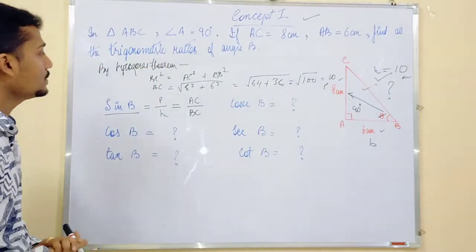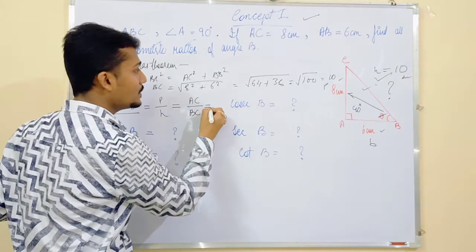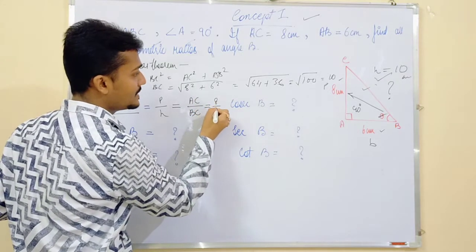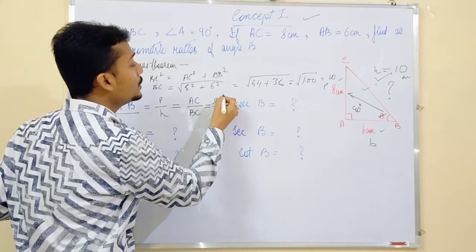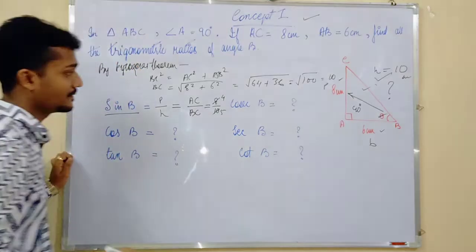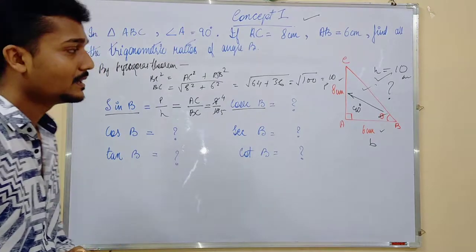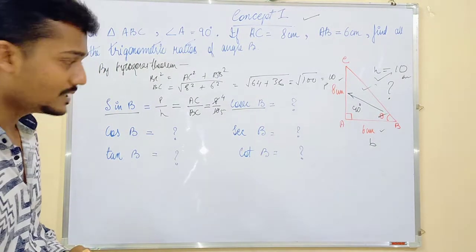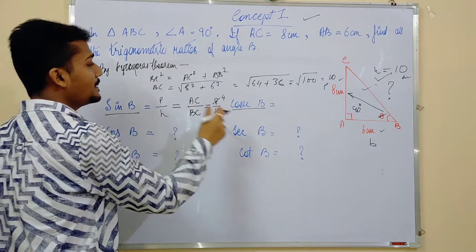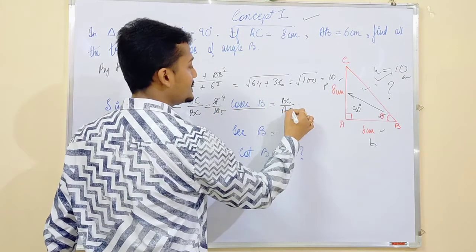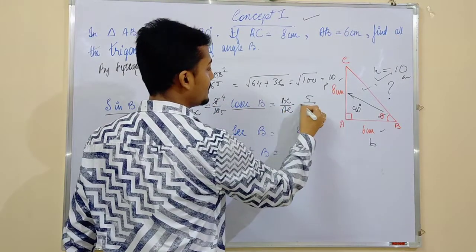Now AC is 8 and BC is 10 centimeters. That means AC by BC is 8 by 10. Now you can simply cancel it: 2 fours are 8, 2 fives are 10, so it is 4 by 5. Is it not? Now you just tell me, cosec B is equal to what? Yes, the reciprocal of this, isn't it? That means BC by AC, which is 10 by 8, that means 5 by 4.